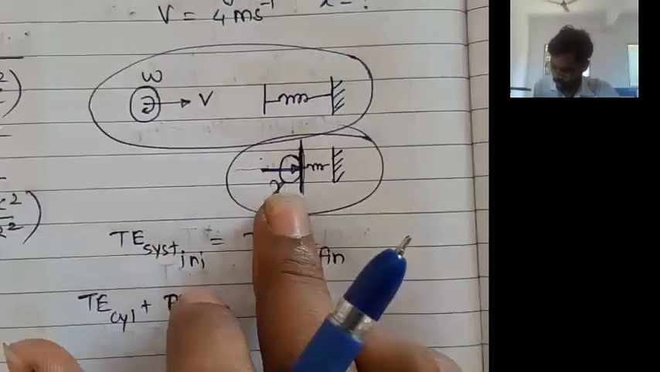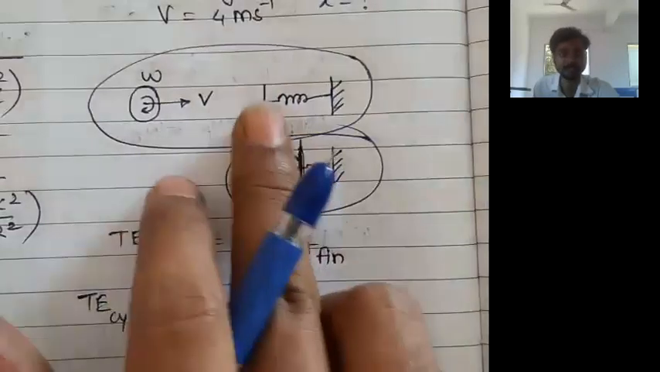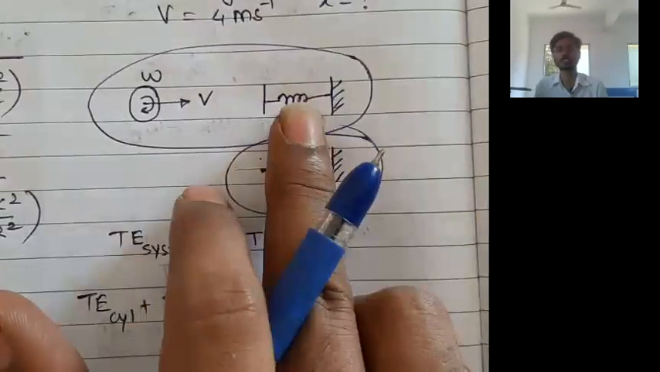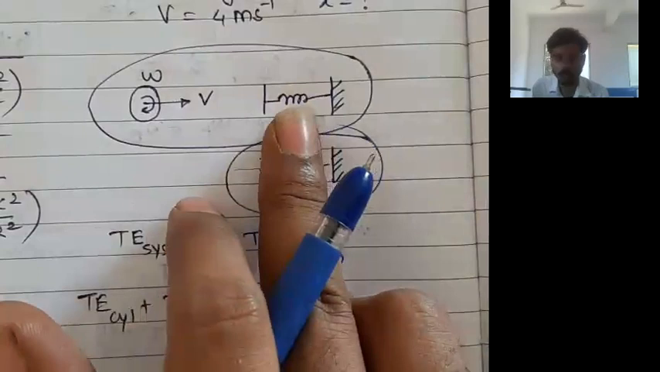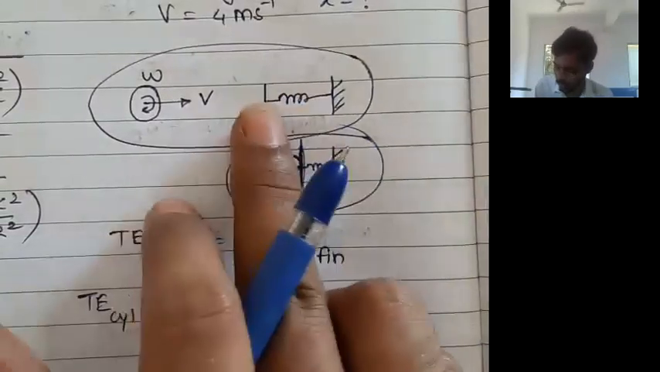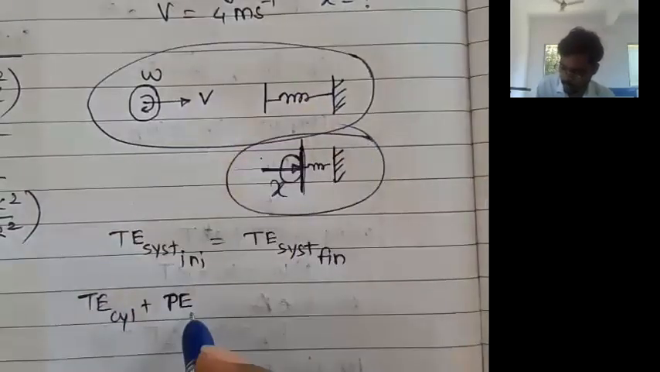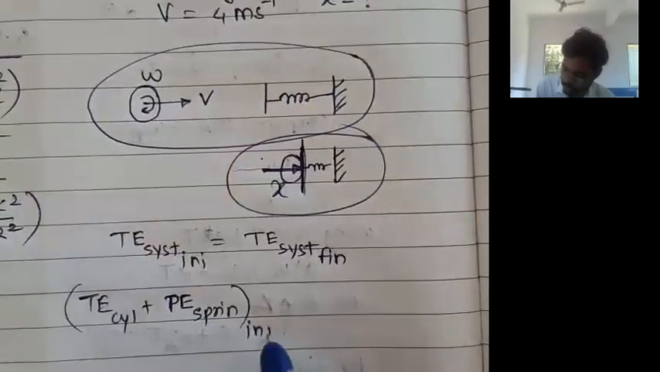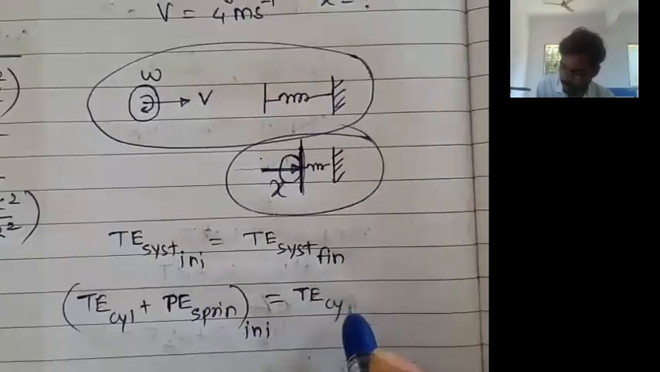So here right now there is no object attached to the spring, so only the spring will be having some potential energy, but right now the spring is not compressed, not elongated. What is the formula for potential energy? 1/2 kx square. Right now x, that is elongation or compression, is 0, so initially it is 0. So the potential energy of the spring, initially, is equal to finally total energy of the cylinder plus potential energy of the spring.